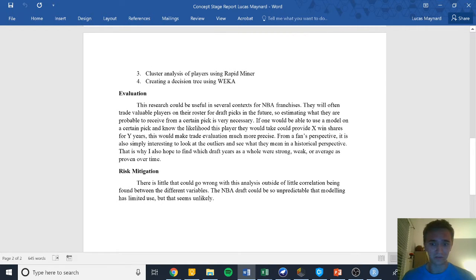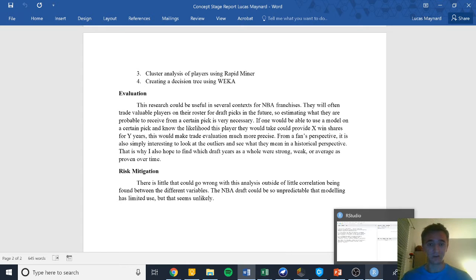Starting off here, I did a lot of this in R. I also used these other tools as we were required to, and I got some good insights from those as well. But I really enjoyed using R this semester, so that's really what I focused on doing as much as possible. Starting off, I want to take a look at the data, clean it, and get it ready for use.